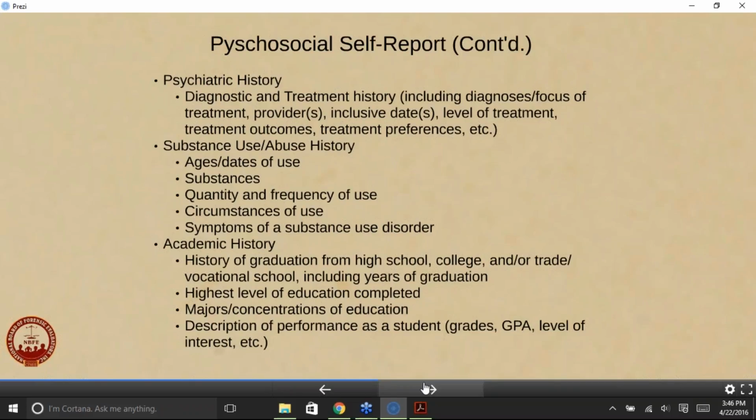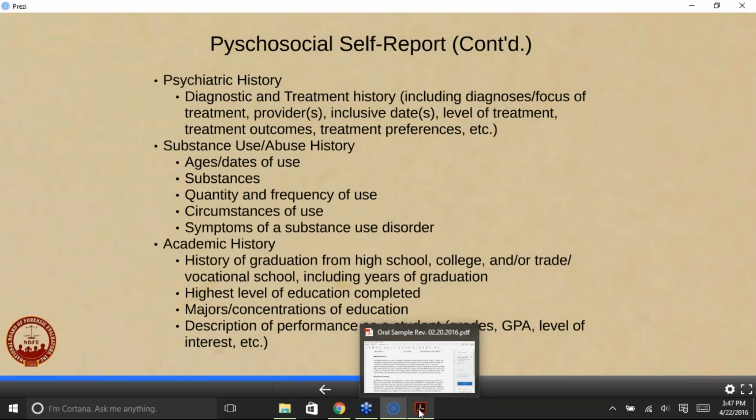For example, was it outpatient? Was it inpatient, residential treatment, intensive outpatient, partial hospitalization? What were the treatment outcomes, and what are their treatment preferences? So I like to look at what do they like and not like about their treatment and those sorts of things when I'm looking at treatment preferences.